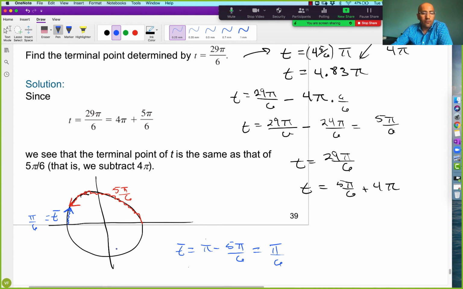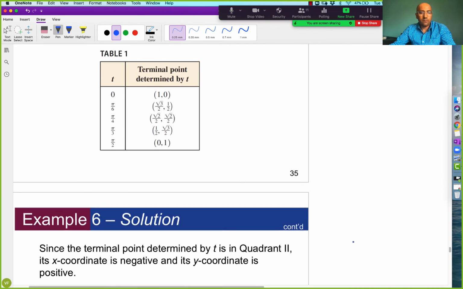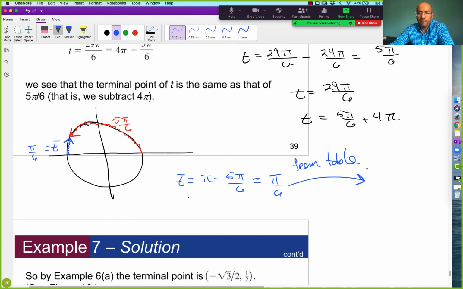Good. So from our table, we'd go look it up. The table is somewhere around here. And we get that pi over 6 is root 3 over 2 comma 1/2 in quadrant 1. But here we're in quadrant 2, so from there I can conclude that this must have an x-coordinate that's negative, negative root 3 over 2, and a y-coordinate that's positive, so positive 1/2.